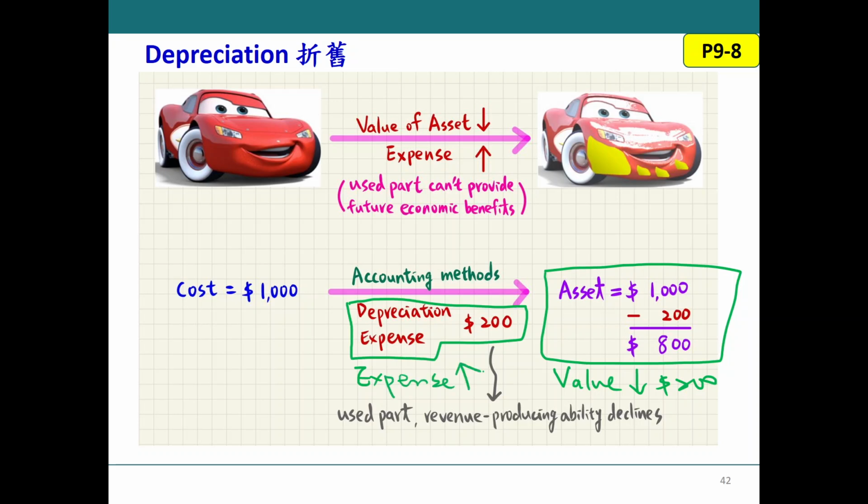Okay, any questions? So that's the basic concept we want to tell you about depreciation, 折旧. No problem? Then take a break. Later we will tell you how to get the number by yourself.